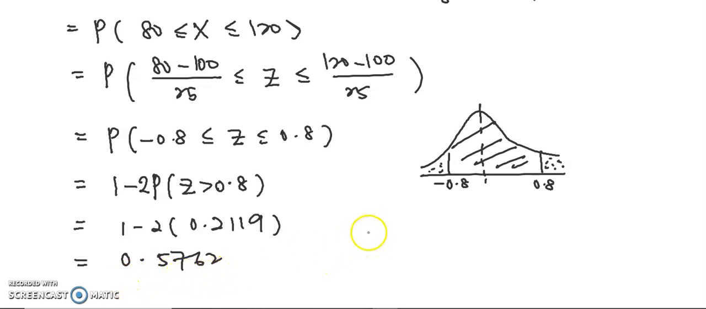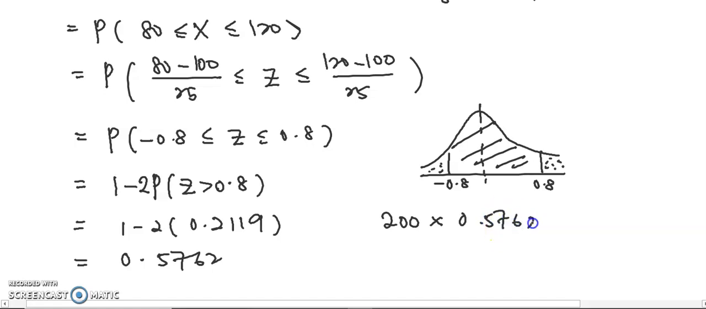And the question is asking, if let's say we have a sample of 200 students, how many students are expected to have marks from 80 to 120. So from this sample of 200, we multiply by 0.5762, and we will get 115 students. So this is the estimation of the number of students.